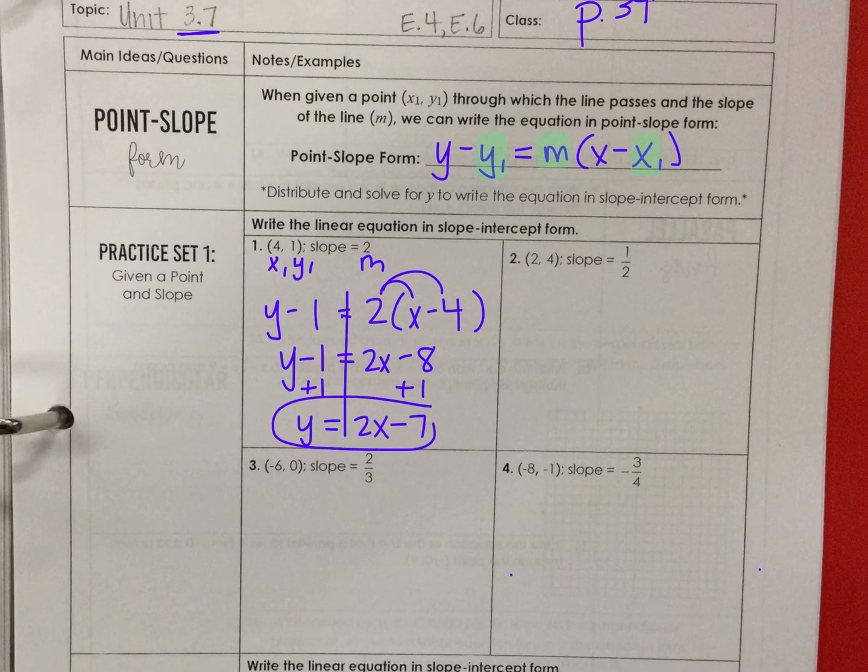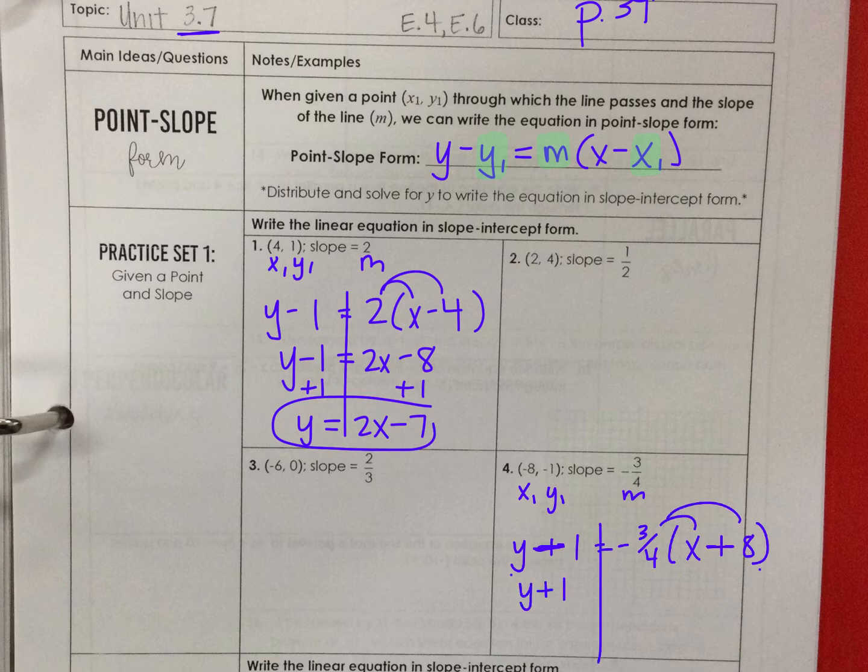number 4. So x1, y1, this is my m. y minus, the y1 is a -1. Instead of writing minus negative, just turn that into a big plus. Equals -3/4, because that's my m, x minus -8. Two negatives make a positive. So we start by distributing.